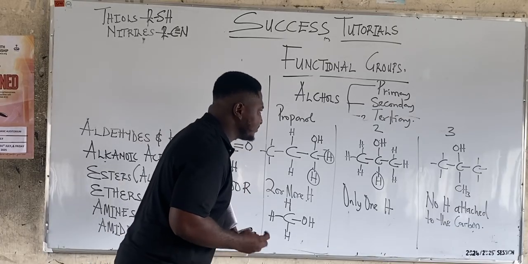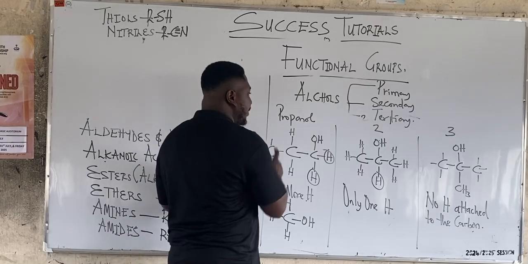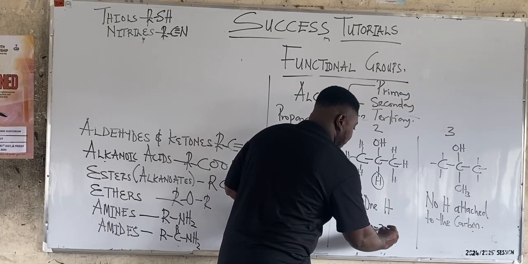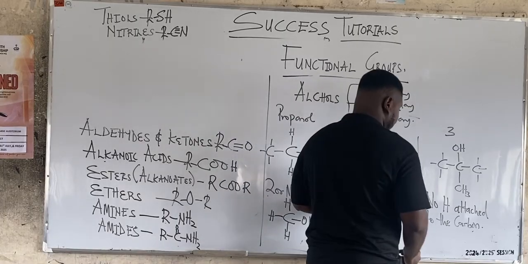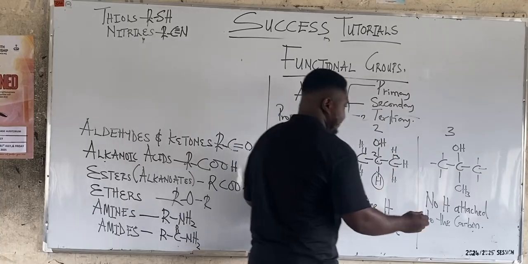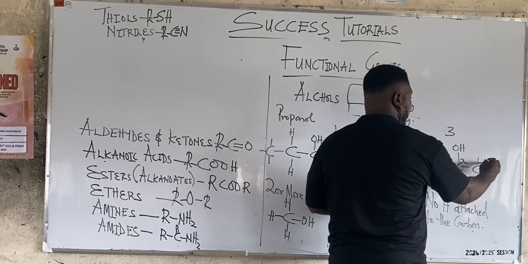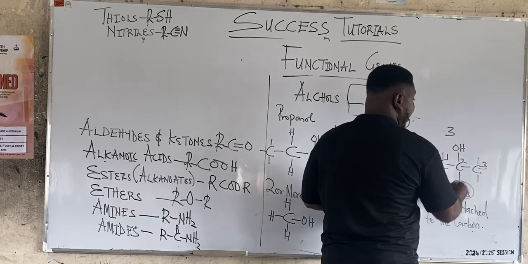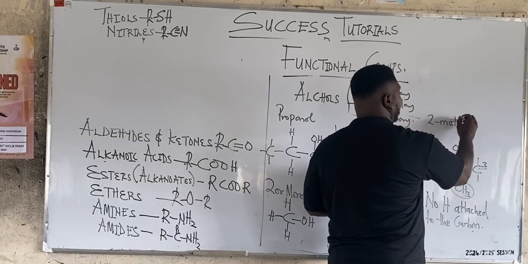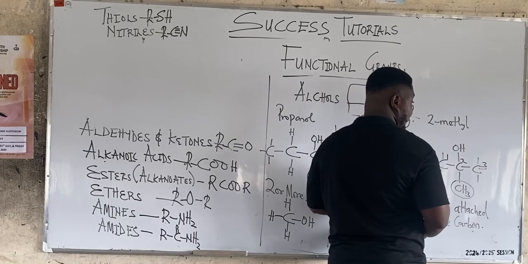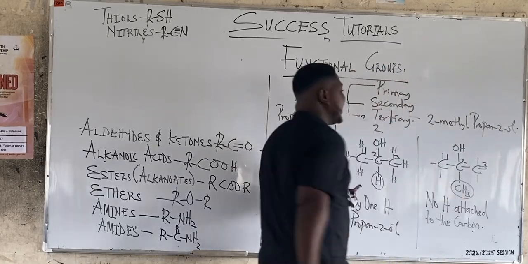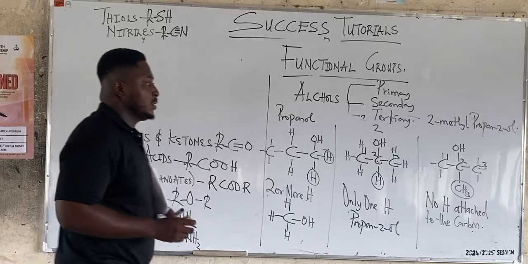Now follow this. We name this propanol. What do we name this now? Propan-2-ol. And why do we call it propan-2-ol? Carbon 1, 2, 3. OH on the second. What do we name this? 1, 2, 3. So this is a branch. 2-methyl. 2-methylpropan-2-ol.